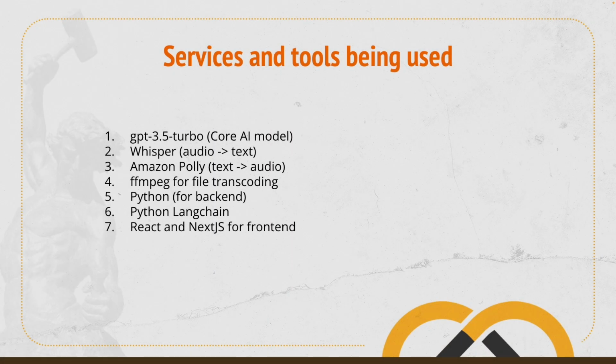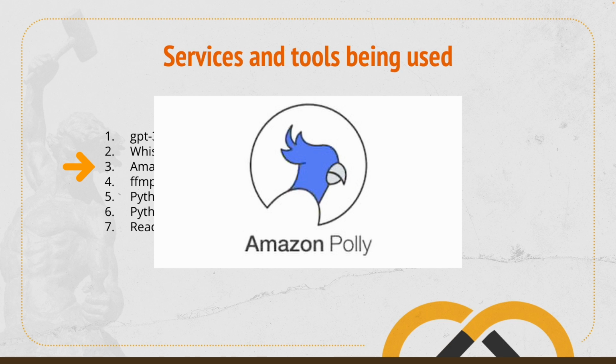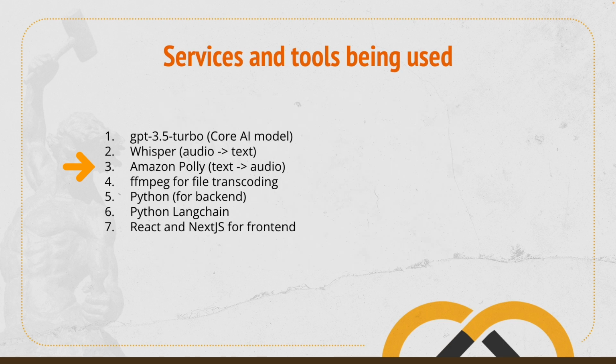Okay, great. What are the tools and services that we're going to use? The first one is GPT 3.5 Turbo, which is the core AI model that we're going to use, the same AI model that powers ChatGPT. The second service is Whisper, which is responsible for converting audio to text; it receives the input file from the user and converts the audio to text. The third one is Amazon Polly, which does the opposite. It receives the text from the AI model and converts the text to audio.